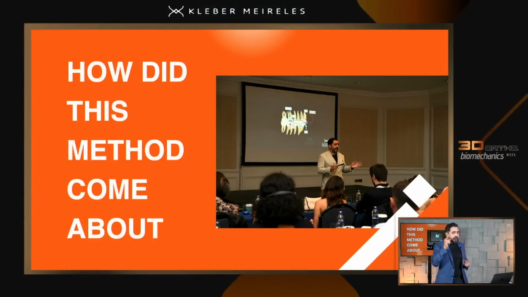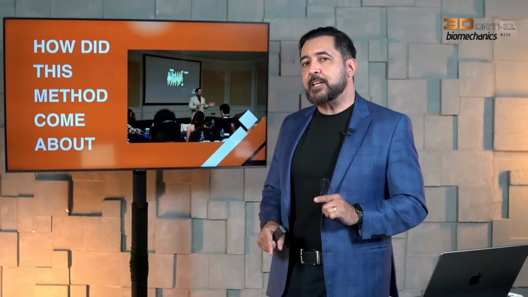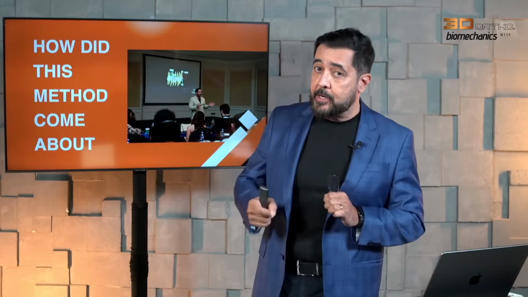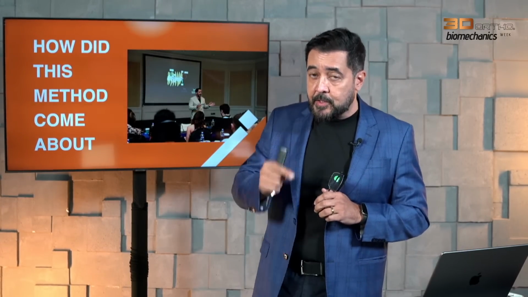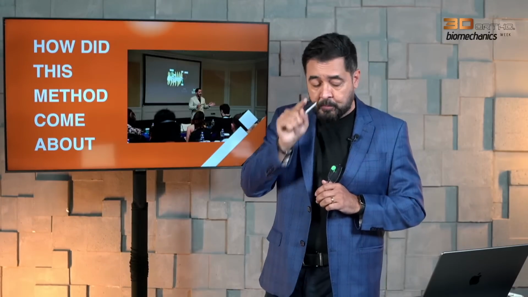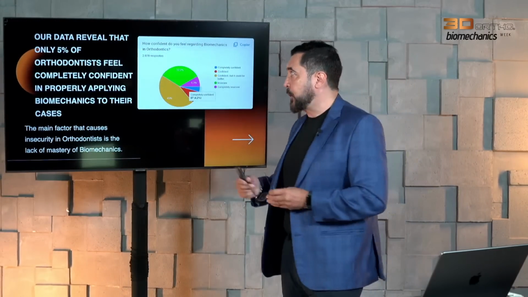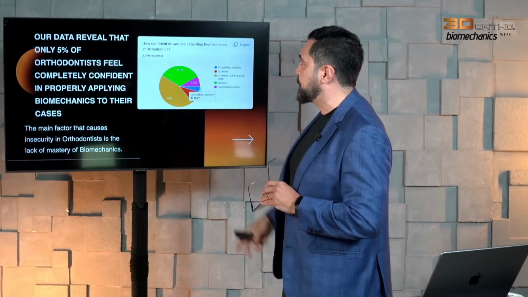You may be within this 5%. You can be the one. You can do things better, and you're going to achieve direct payment for that, for being a better orthodontist. And you are going to be in this movement. This is all about you, okay? How did this method come about? This is why we're calling it I am 5%.